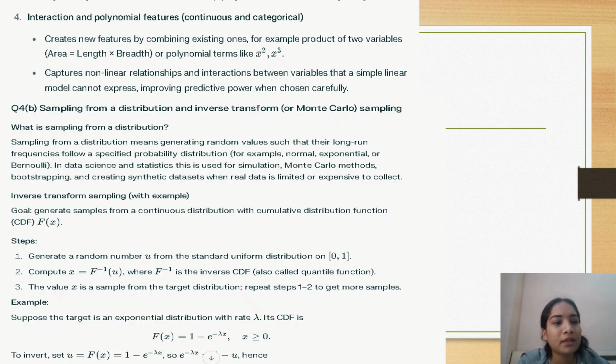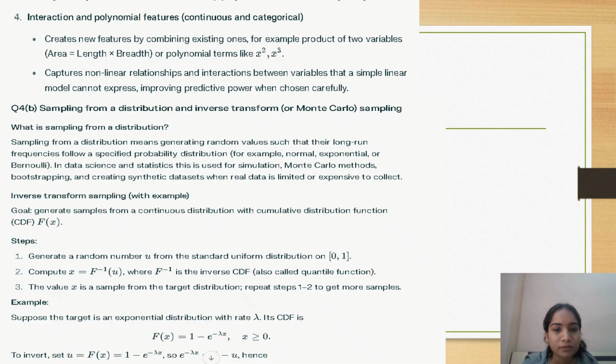Now the part B, sampling. Part B of the question number 4, sampling from a distribution and inverse transform or Monte Carlo sampling. So sampling is a process of selecting data points from a probability distribution to approximate statistics or simulate outcomes. There are two types of sampling: inverse transform sampling and Monte Carlo sampling. In the first, inverse transform sampling, we compute the cumulative distribution function CDF of the distribution and generate a uniform random number u between 0 and 1, and then find the value x such that CDF(x) equals u, then x is a sample from the distribution.